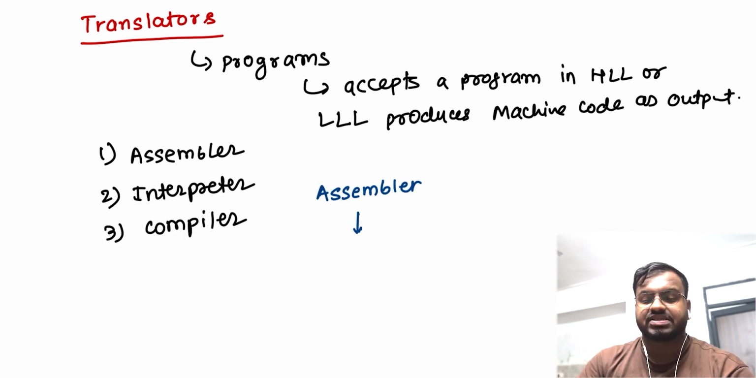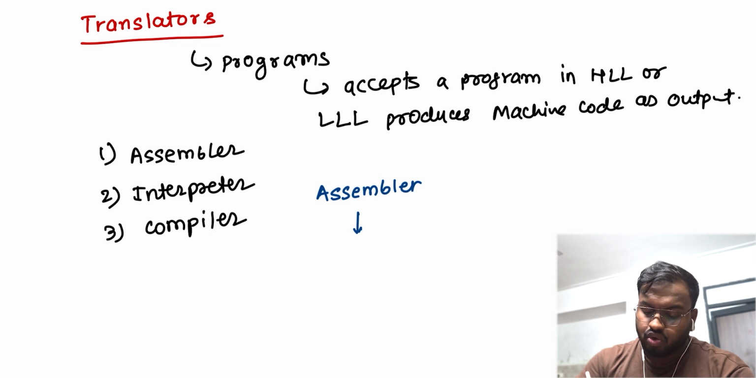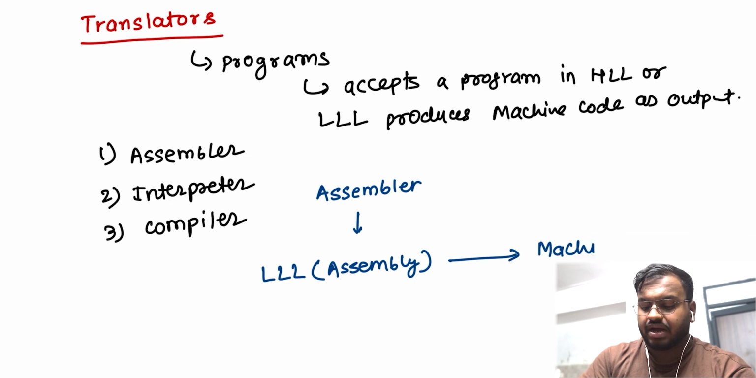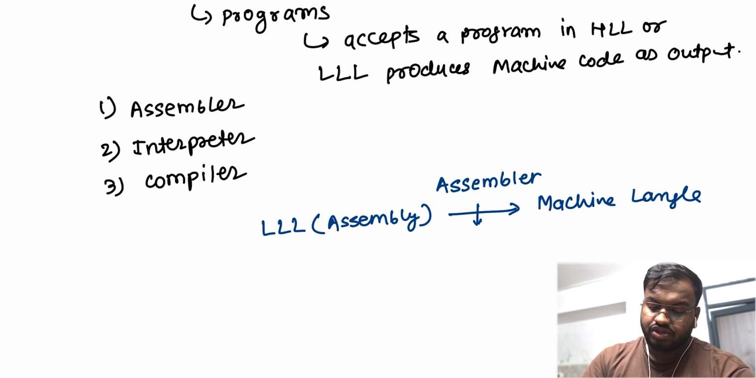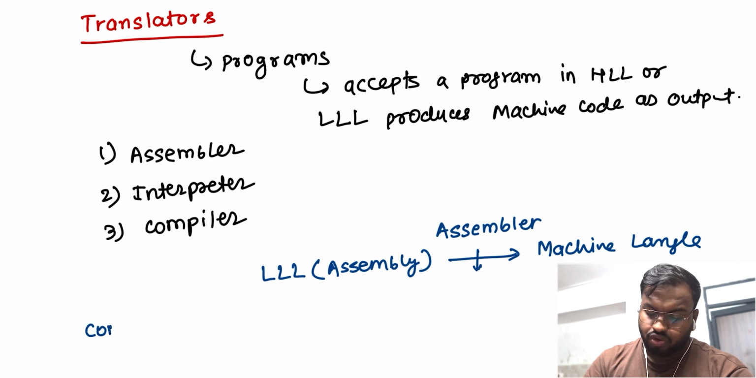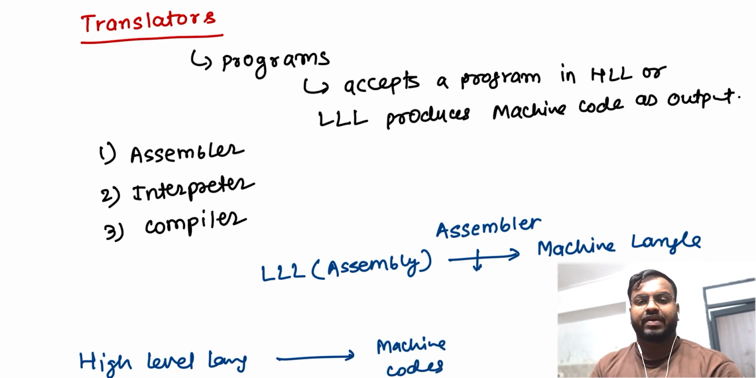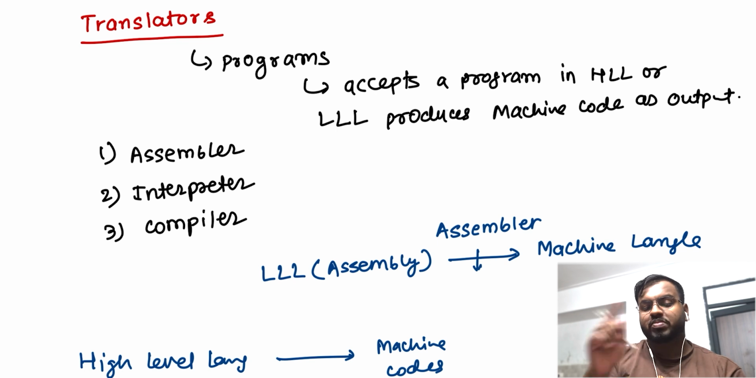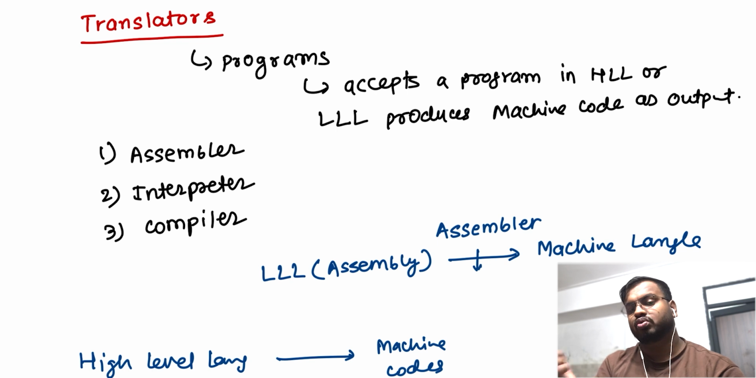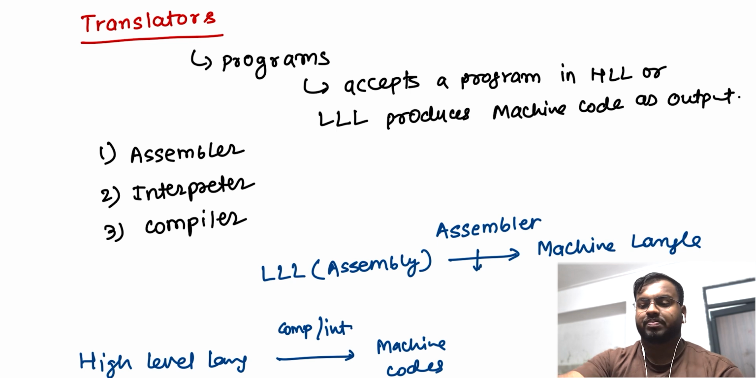As the name suggests, an assembler is used to convert low level language, that is assembly language, to machine code. I hope this is clear. Next are the compiler and interpreter. Both are used for converting high level language to machine code. So for converting a low level language, that is assembly language, into machine language, an assembler is used. But for converting a high level language into machine language, a compiler or interpreter is used. I hope this is clear. This was the basic difference.